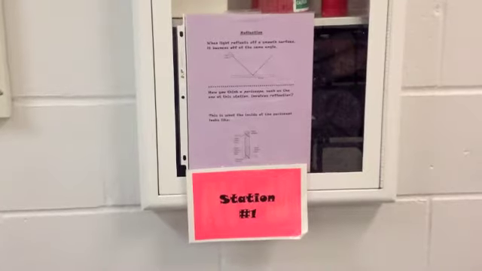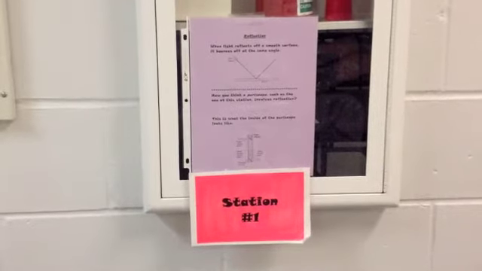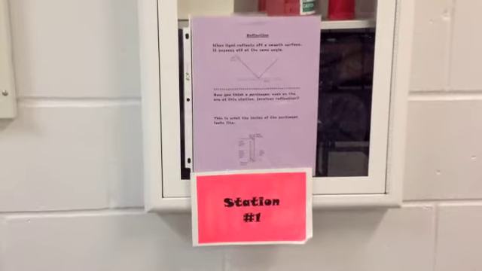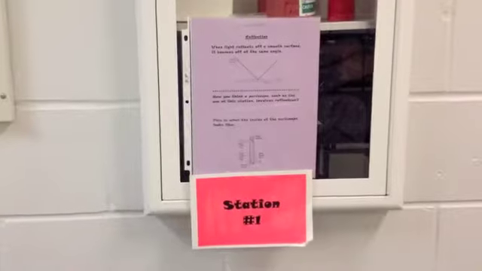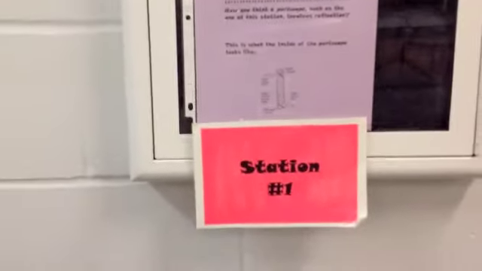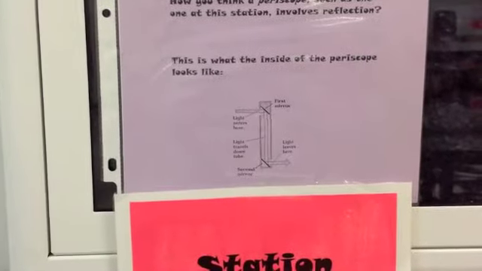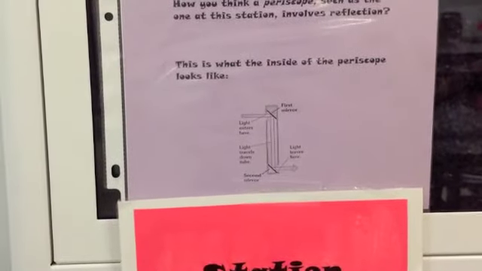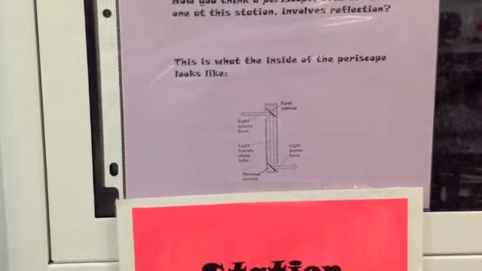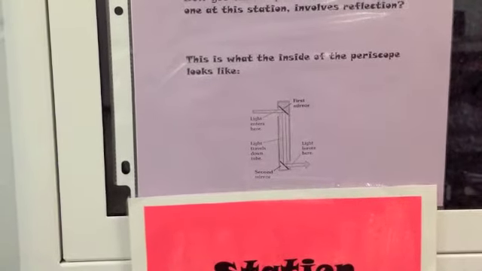The directions for each station are posted on the wall, and for the reflection lab in station number 1, it shows a basic diagram of the periscope and how it works. So on the periscope, light enters, it reflects off of the first mirror and then reflects off of the second mirror and goes out the end, allowing you to see around corners.